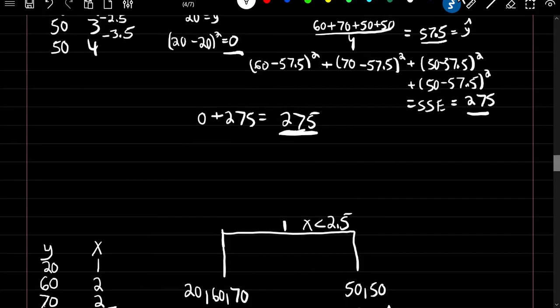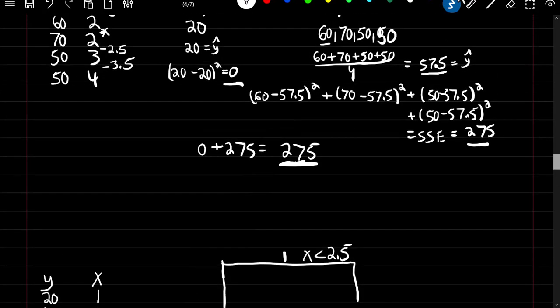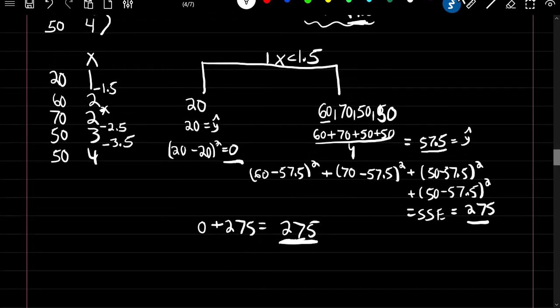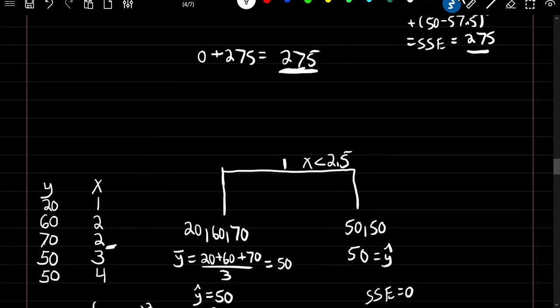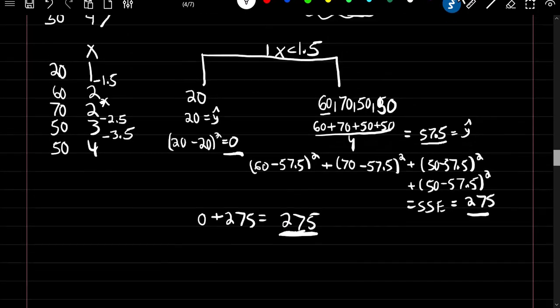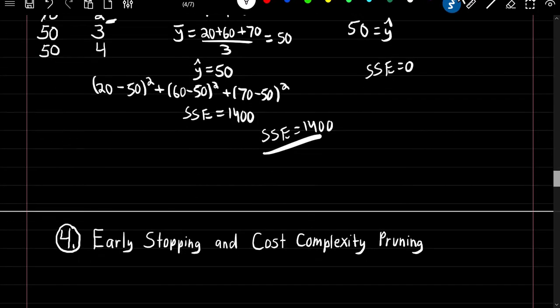So our total sum of squared error after this split is going to be equal to 1400. With the other split, our sum of squared error was only 275. So the first split, or x is less than 1.5, is now favored over x is less than 2.5, because we had a greater reduction in our sum of squared error.